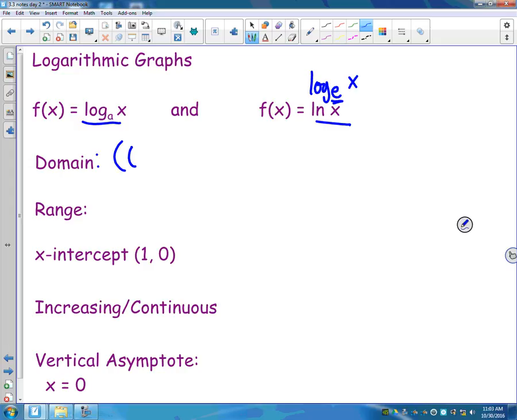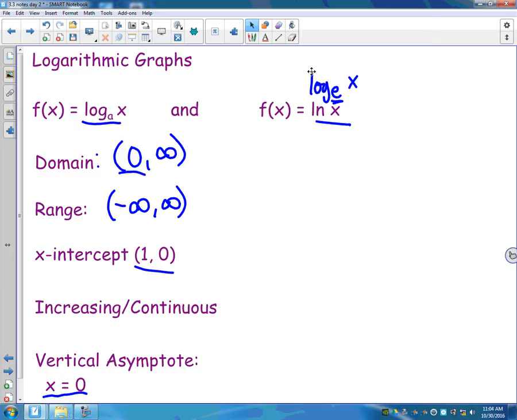But the domain of these parent graphs with no transformations will always start at 0, because you can't take the log of a negative number. You can't take the log of 0. And the range is now all real numbers because there is no horizontal asymptote, right? The domain and the range have switched. Our x-intercept is now 1, 0. These basic graphs should be increasing and continuous. And again, the vertical asymptote is going to be the y-axis unless there is a transformation.